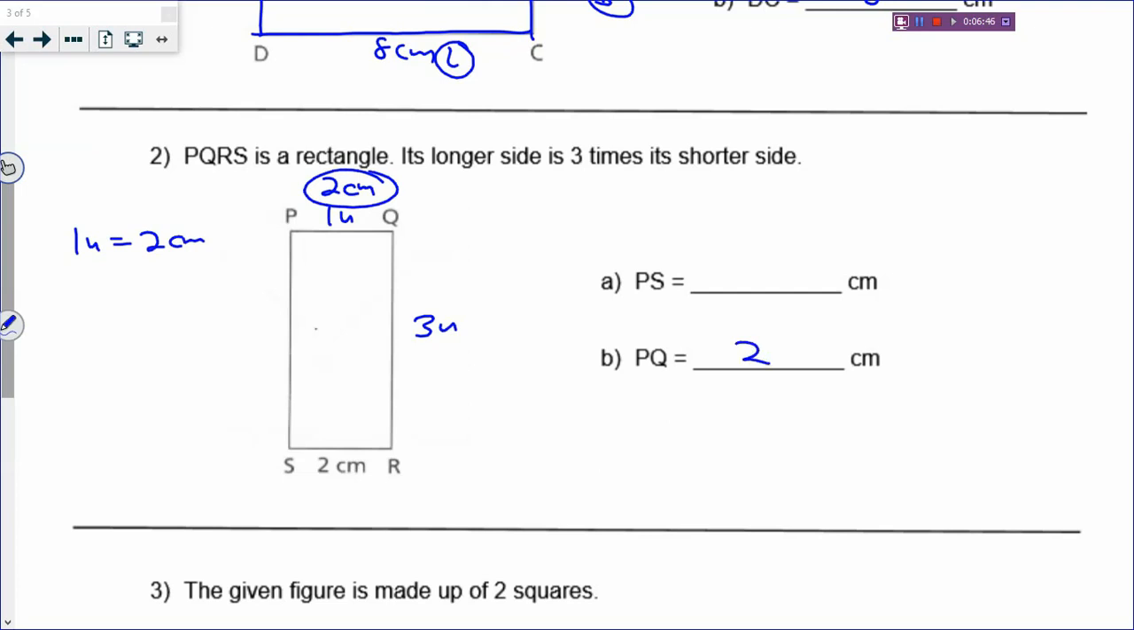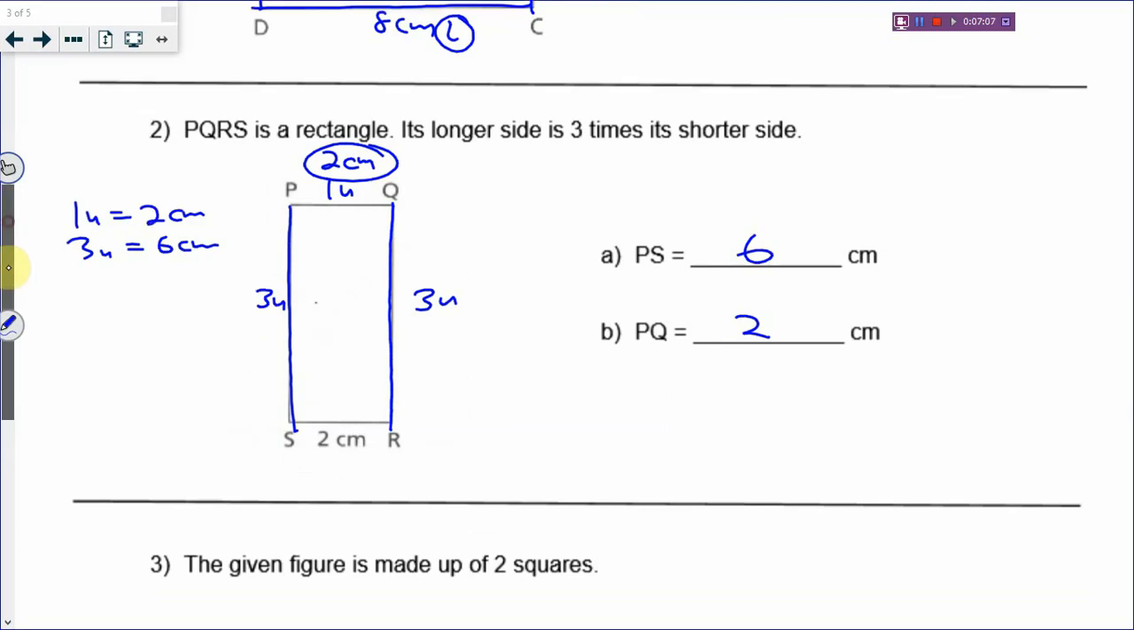And can you find what is PS? PS is over here, which has to be the same as the other side, which is also 3 units. So 3 units will be 3 times 2, 6 cm. So your PS is 6 cm. Okay? So just remember, opposite sides in the rectangle are equal.